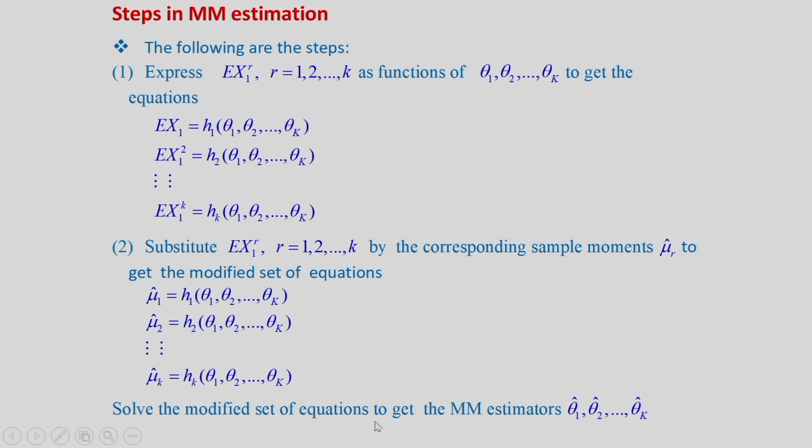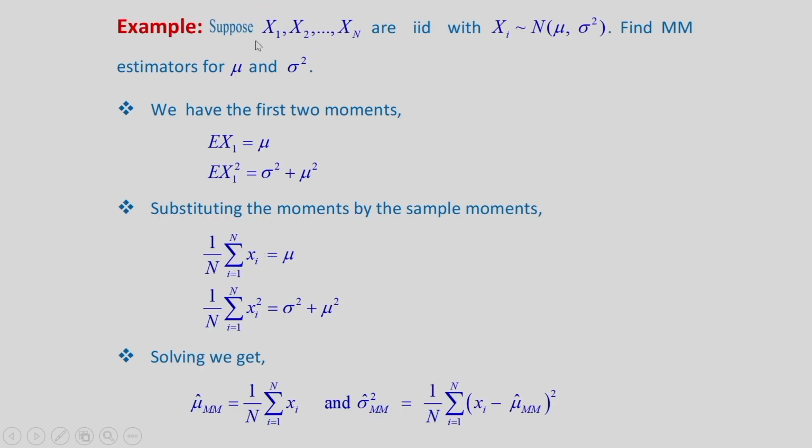Solve the modified set of equations to get the estimators theta 1 hat, theta 2 hat up to theta k hat. In this set of equations, there are k unknowns. These k unknowns are theta 1 hat, theta 2 hat up to theta k hat. So we can solve this set of equations to get the estimators. We shall consider one example.